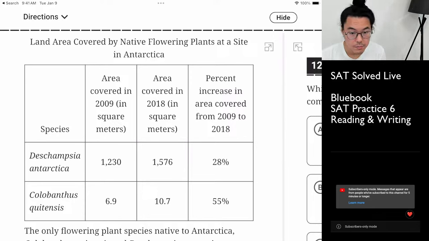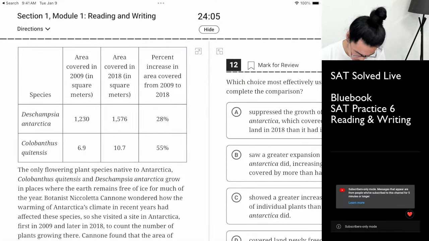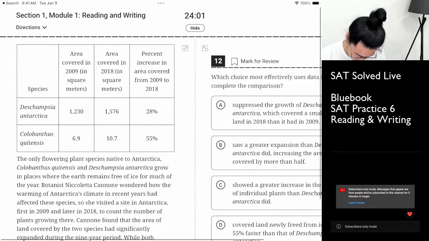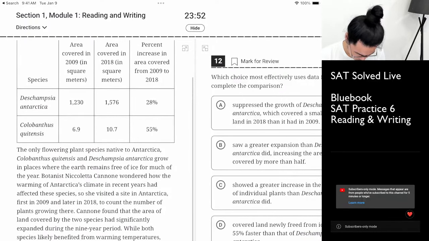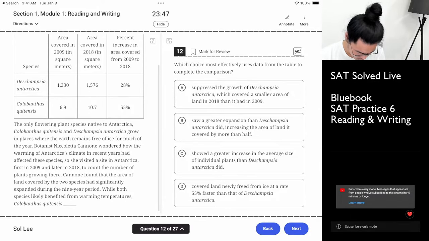Land area covered by native flowering plants at a site in Antarctica. Okay, there we go. Colo is very much increasing, but still very, very tiny. Okay, let's go.